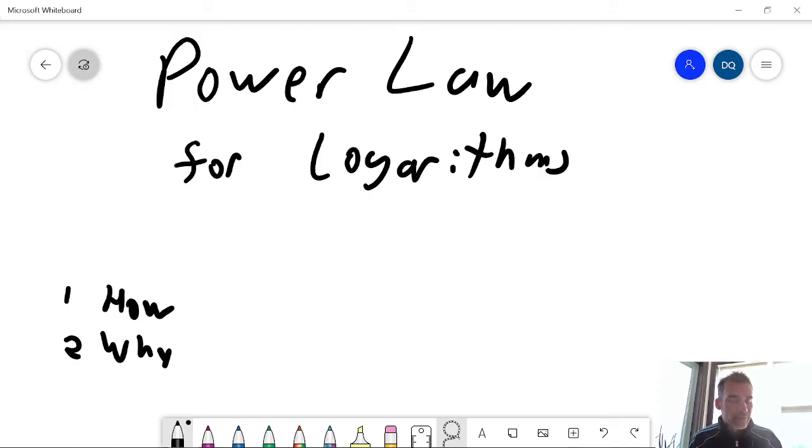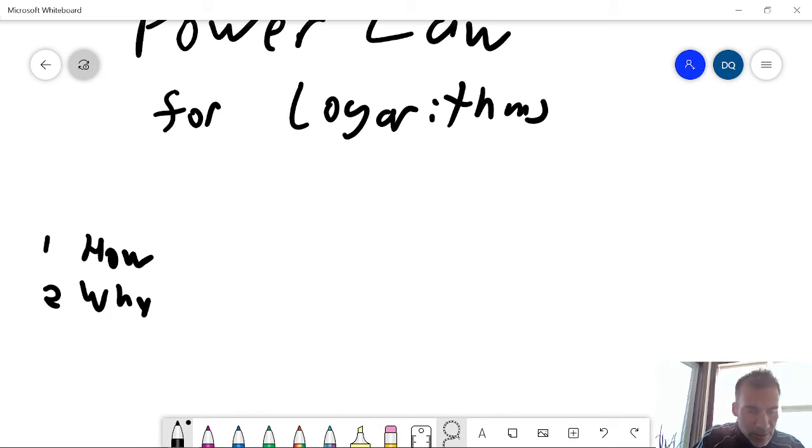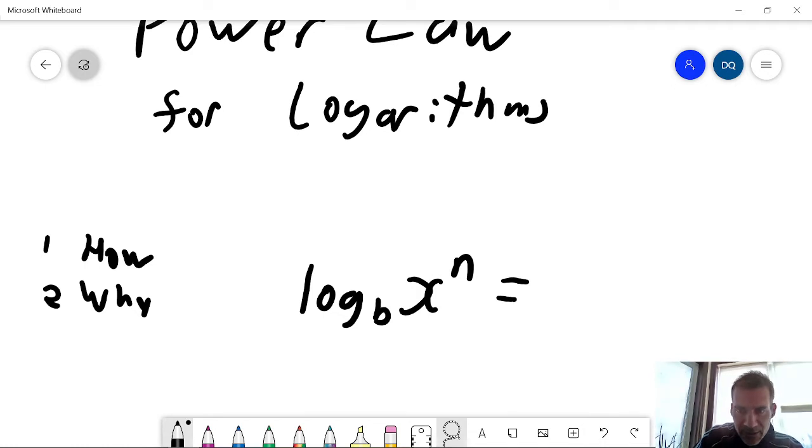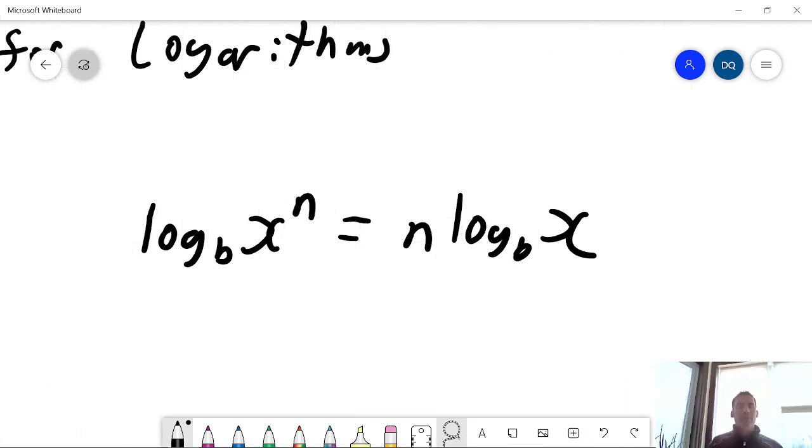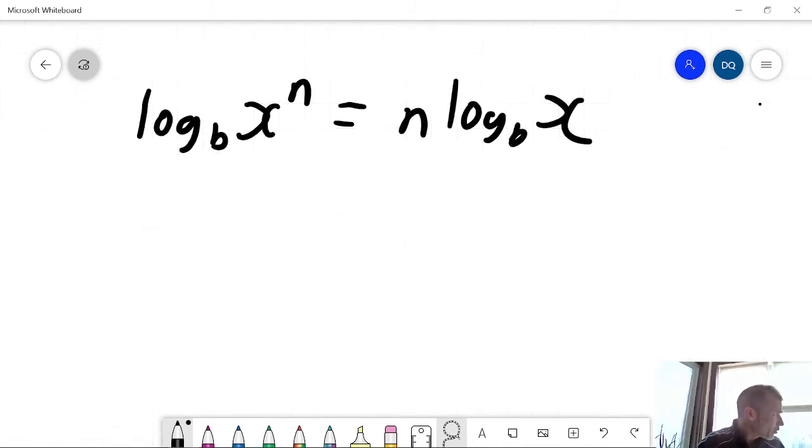Power law for logarithms. I'm going to show you how to use it, and then I'm going to show you why it works. First off, the power law for logarithms is this. If you have the log, let's say base b of x to the n, that is equal to n times the log base b of x. That's the power law. What that's saying is if you take the log of a power, that exponent can be brought down in front of it. So I'll show you with a couple of examples.